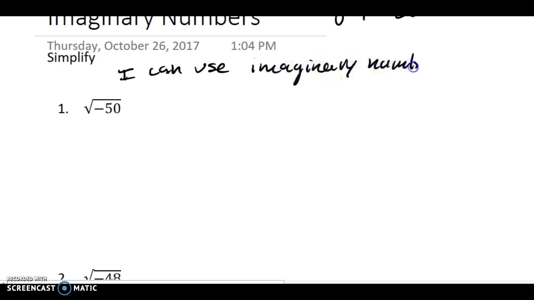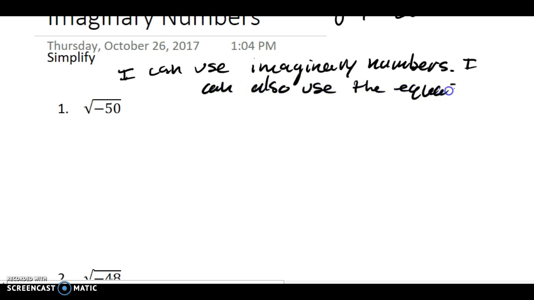Today's goal is: I can use imaginary numbers, and that's through adding, subtracting, multiplying, and all that kind of stuff. I can also use the equation of a circle. Those are the learning goals today.